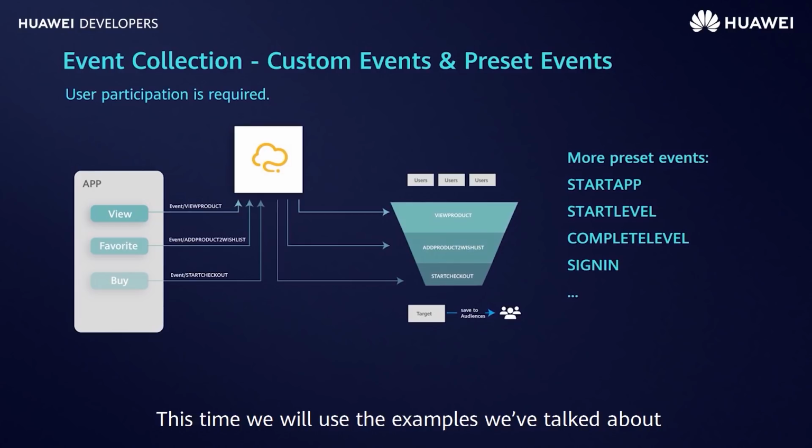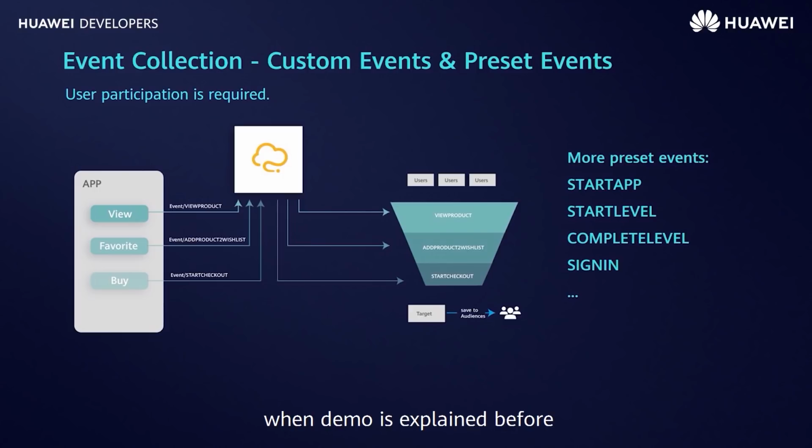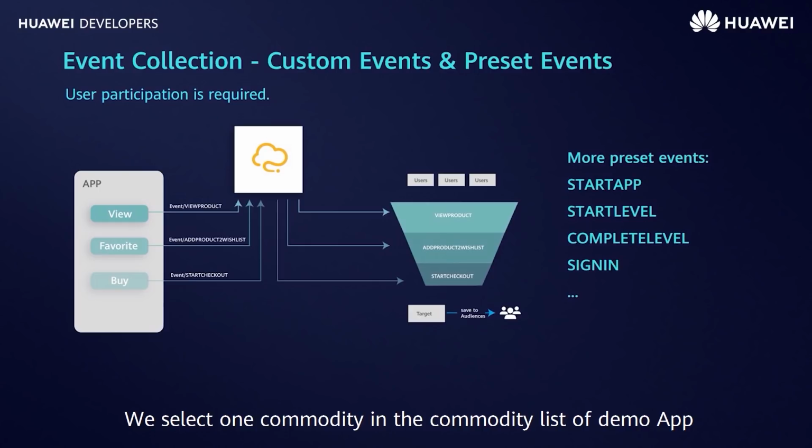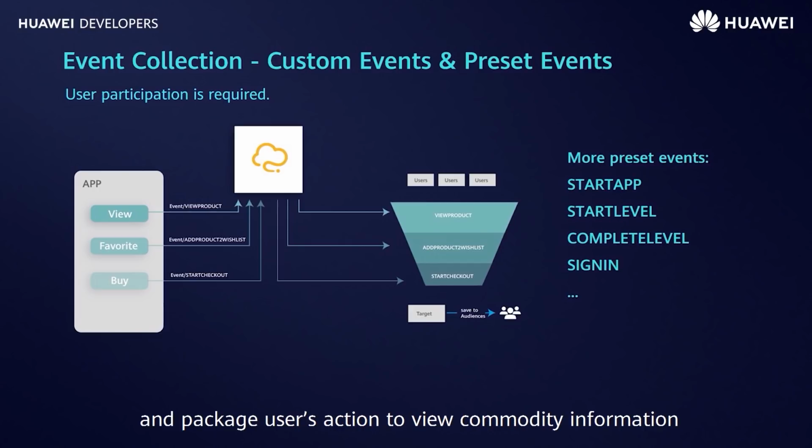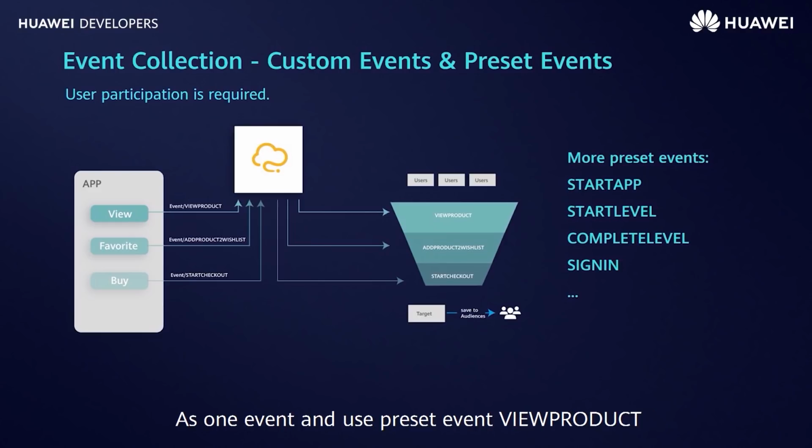This time we will use the examples we've talked about when the demo was explained before. We select one commodity in the commodity list of the demo app. Open the commodity details page and package the user's action to view commodity information as one event, and use the preset event view product as the event name, and it means viewing commodities.